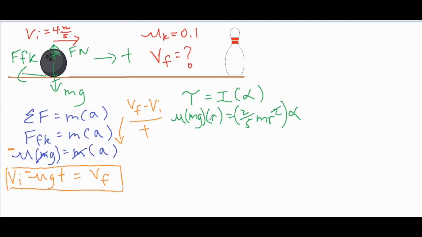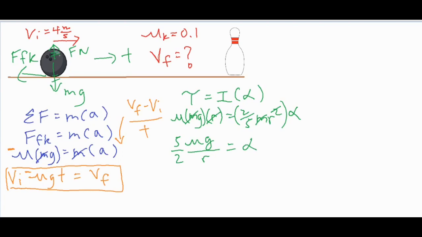One of the r's is going to cancel out, and the m is going to cancel out. And then if we cross multiply the 2/5 over here, it becomes 5/2. We have the mu g over here, and then we're going to divide both sides by this r.